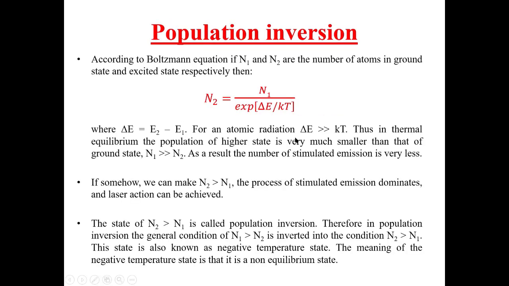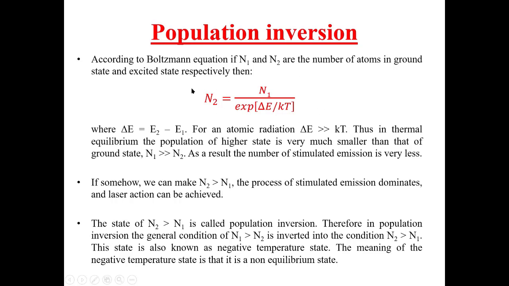Furthermore, for an atomic radiation, delta E is very much greater than kT, where k is the Boltzmann constant and T is the absolute temperature. Thus, in thermal equilibrium, the population of the higher energy state is very much smaller than that of the ground state. As a result, the number of stimulated emissions is very small, because to have stimulated emission, the electron has to be in an excited energy state. But if somehow we can make N2 greater than N1, the process of stimulated emission dominates over spontaneous emission and laser action can be achieved.